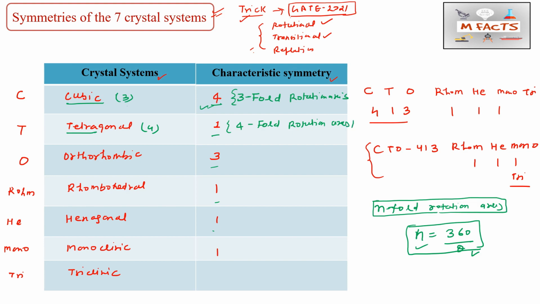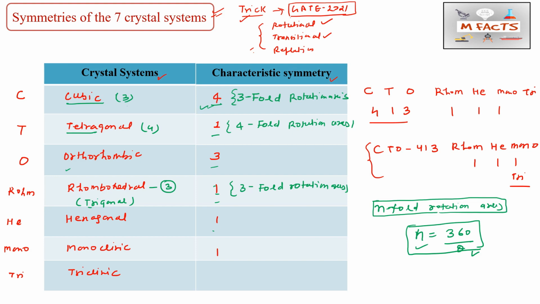Now, what about orthorhombic? We will leave orthorhombic for now. And what about rhombohedral? Rhombohedral is also known as trigonal, and tri means 3. So rhombohedral has a 3-fold rotation axis. This is the way of writing it, or you may say the trick for learning. If you practice this at home, you will remember it in exams.